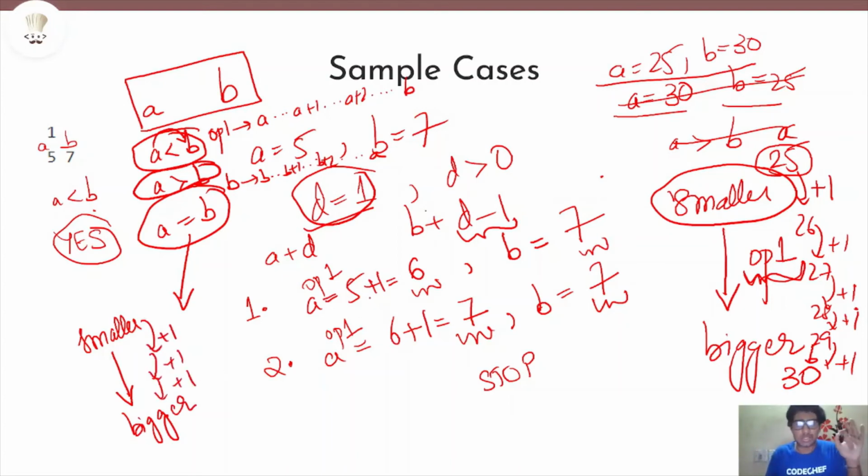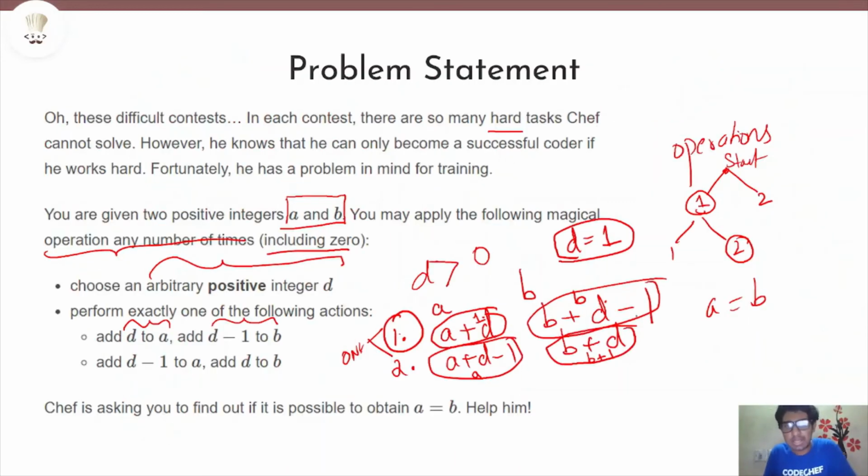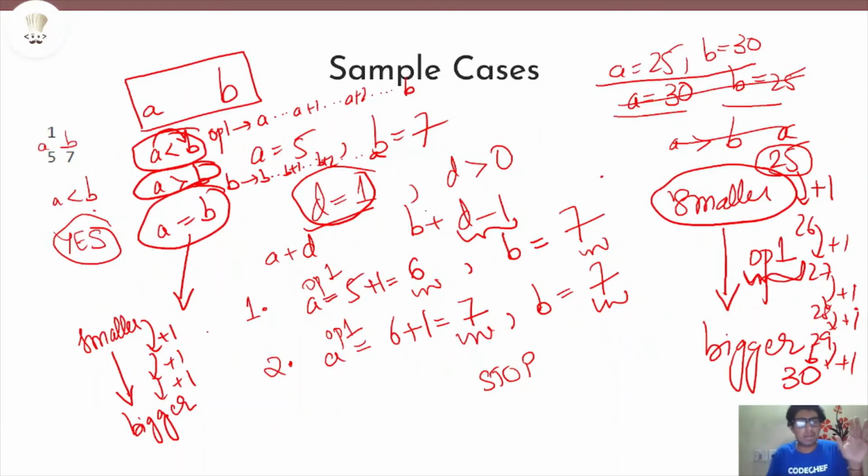Because at each juncture, we have two possibilities. We can either increment the value of A by 1 or increment the value of B by 1. These are the two opportunities presented to us. Increment the value of A by 1 or increment the value of B by 1. But whatever we do, we start from the smaller number and we repeatedly increment that smaller number until the smaller number and the bigger number are equal.